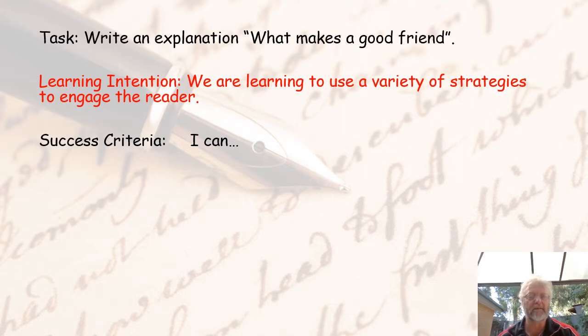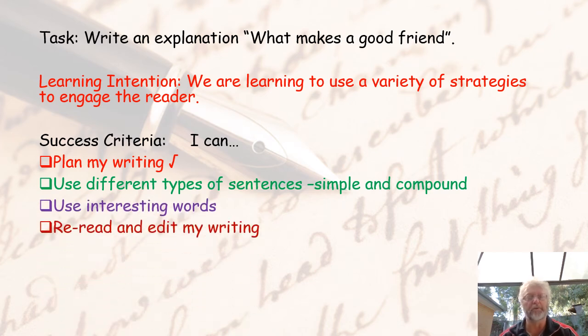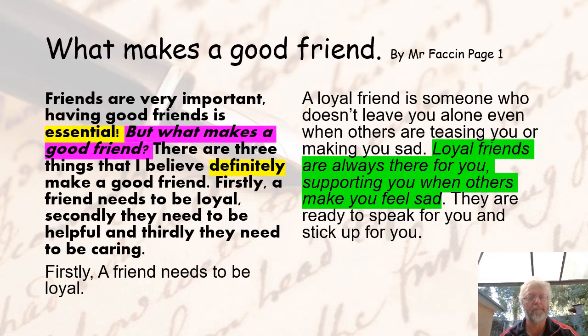So let's look at our task again. Write an explanation of what makes a good friend. We've looked at our learning intention to use a variety of strategies to engage the reader. Our success criteria said that I can plan my writing. I've done that. So now I'm looking at my different sentences, my simple and my compound sentences, and I'm using some interesting words, and then I'm going to reread and edit my writing.